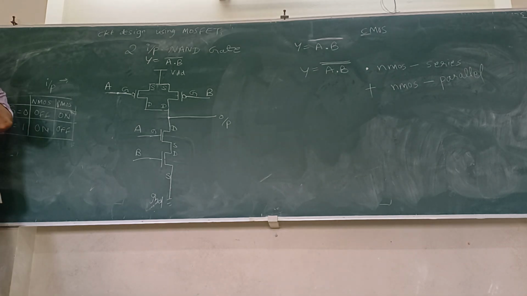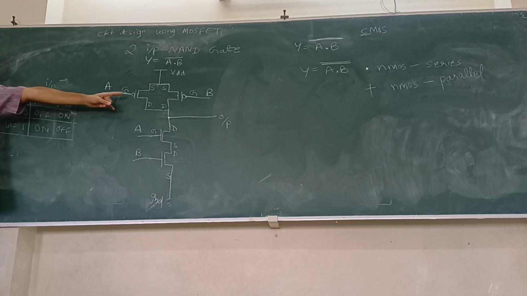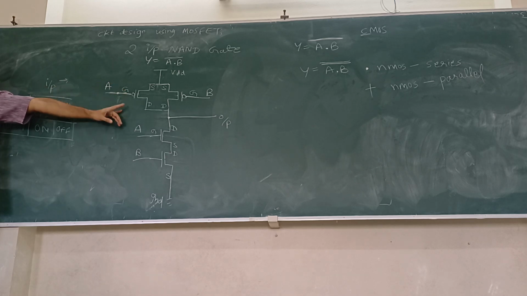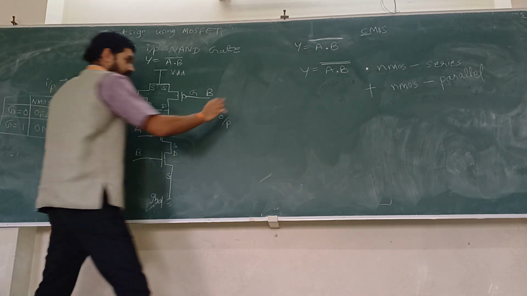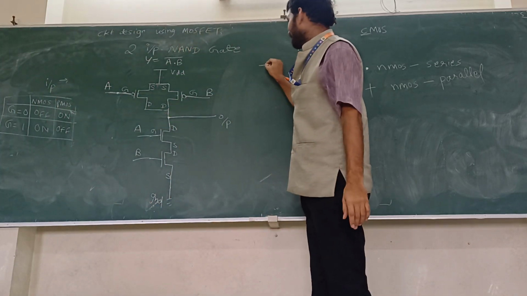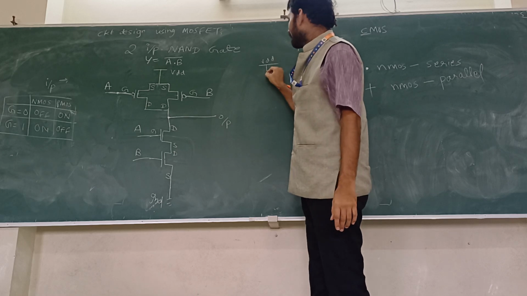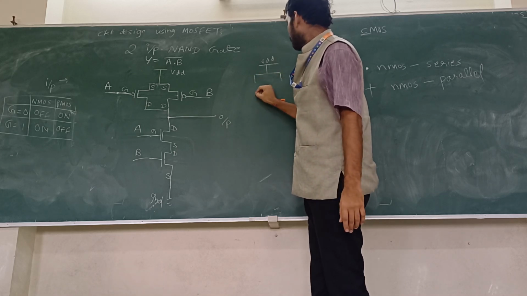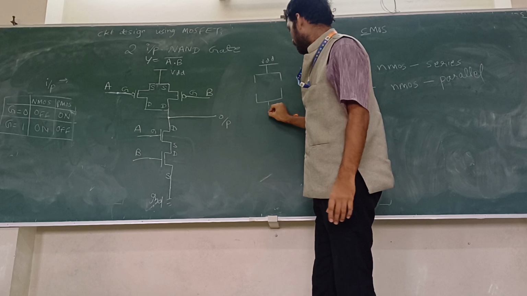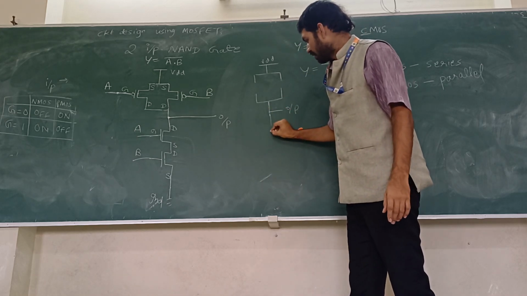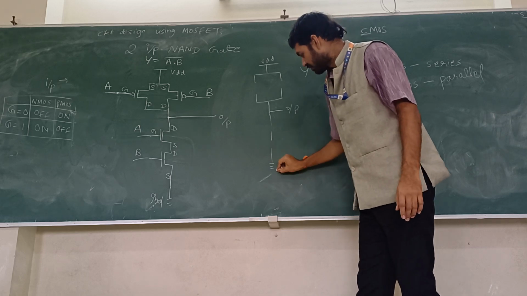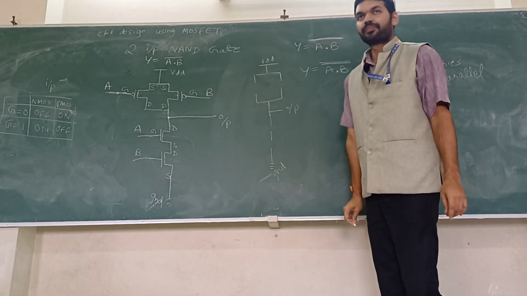Now you verify whether this design is acting like a NAND gate or not. How do you verify? Same thing. The equivalent circuit will have VDD. Here it is the output. Then I have it like this. This is the equivalent circuit.